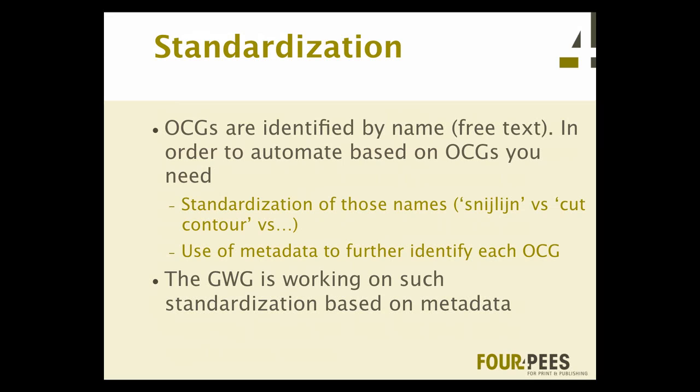First of all, if you remember the picture of the OCGs, if you think about their properties, they have a property that is the name of the OCG. And that name of the OCG is also what is shown typically in the user interface of the software. So if I'm a Belgian designer of packages, probably chocolate boxes or something like that, then I might put an OCG in there that is called snellen, because that happens to be the Dutch word for a cut contour or whatever you want to call it in your local language.